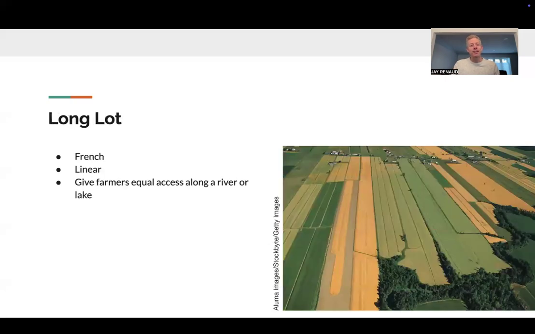Long lot system was instituted by the French. So this would be commonly seen along the Mississippi, but in particular in Louisiana. It created linear systems where everybody had equal access to a river or a road, could even be like a train or something like that. So it gave everybody equal access to that transportation or that trade route, and it led to linear or rectilinear patterns.